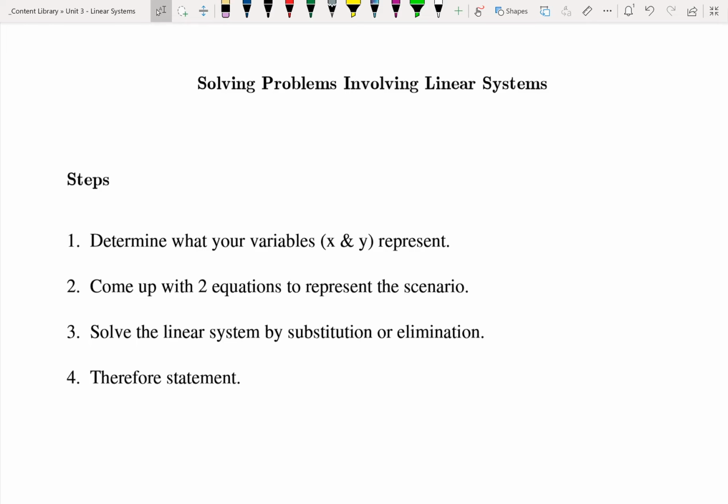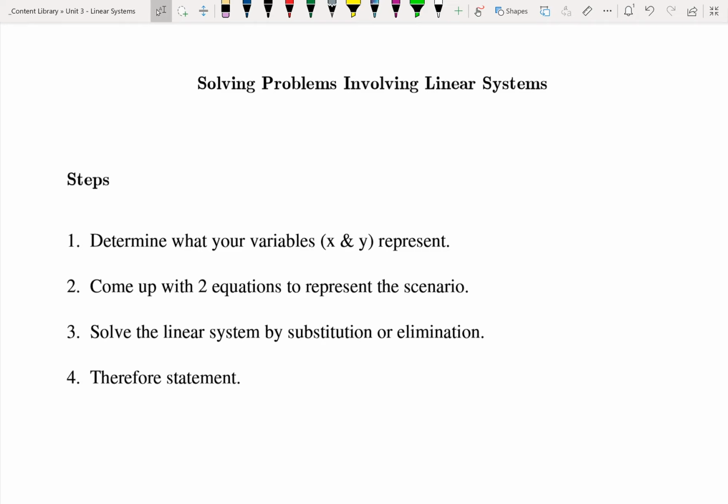So a couple steps that we want to go through when we're going through these problems is, the first thing we want to do is, because we're dealing with word problems, determine what our variables, x and y, are going to represent. Number two, we want to come up with two equations to represent the scenario. So in any given scenario, there should be two equations that we can come up with. Helpful hint, one is going to be really easy and the other one is going to be a little bit more complicated. But as long as we recognize what we're looking at, then it should be helpful.